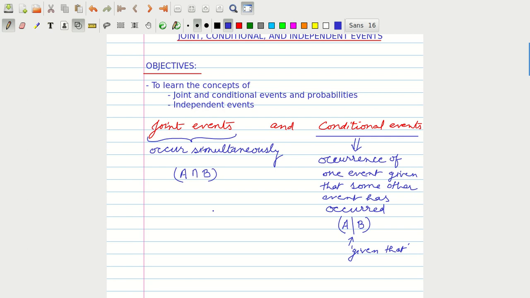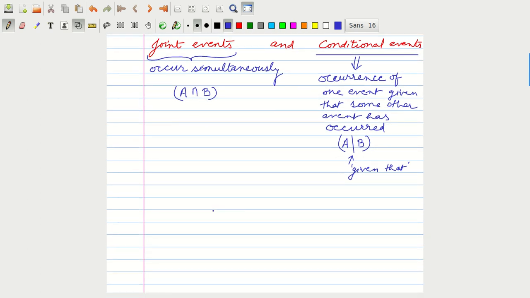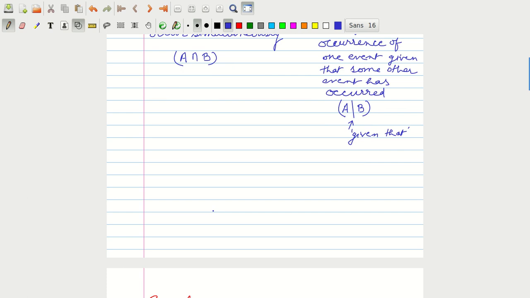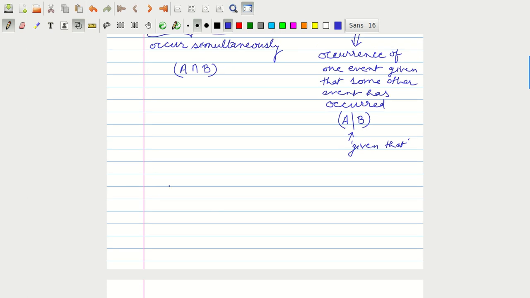The corresponding probabilities are called joint probability and conditional probabilities, and they are related as follows. The conditional probability of A given B is defined as the joint probability of A and B divided by the probability of B. Certainly, the probability of B must not be 0 because we cannot divide by 0.